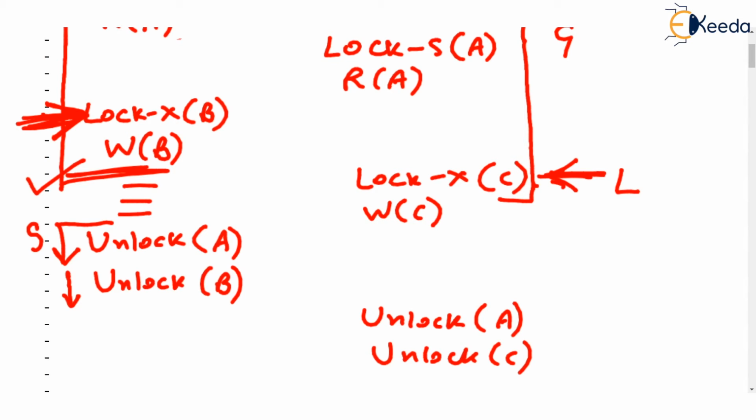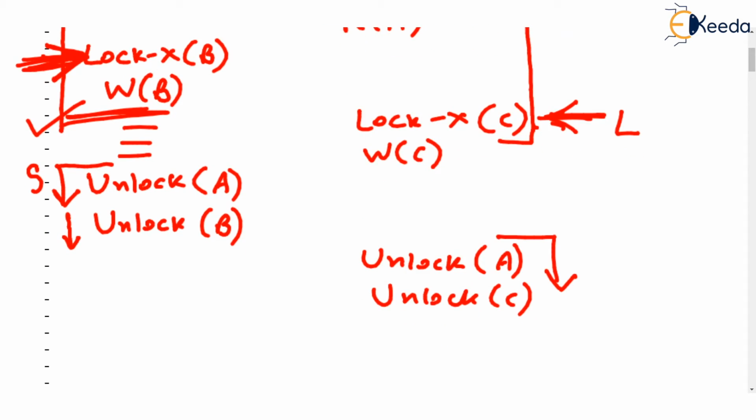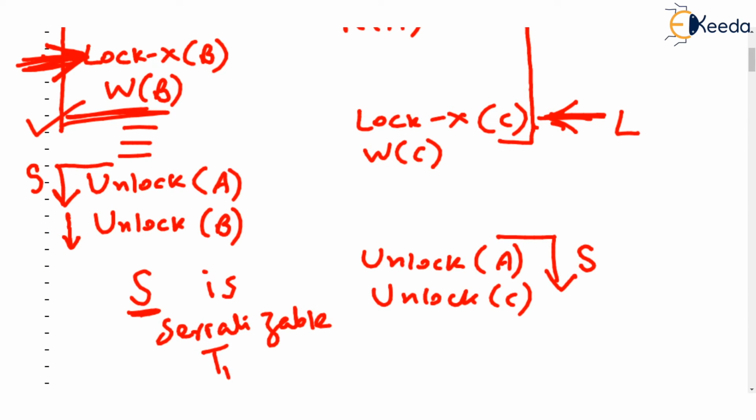You can see that as T2 starts unlocking, it only unlocks. It doesn't call any lock operation. So this is the shrinking phase. Both these transactions are obeying the two-phase locking protocol. Then we say this schedule S, containing two transactions, is serializable. And what is the equivalent serial schedule? Come on, it has to be T1 followed by T2.